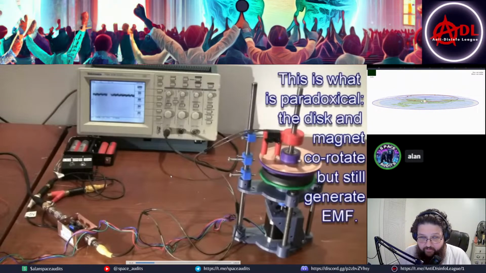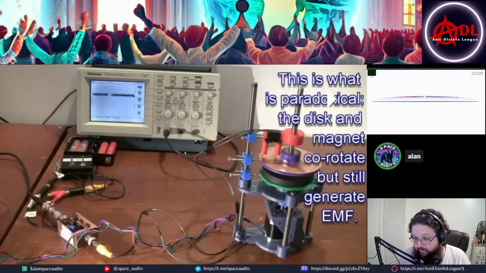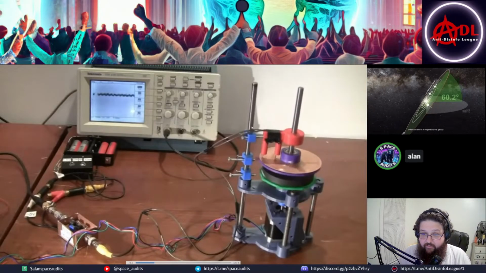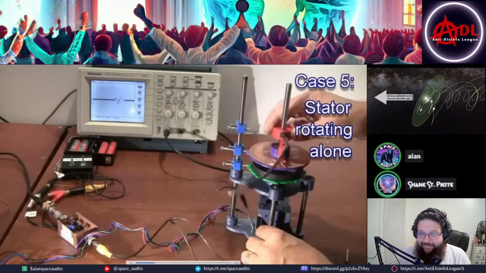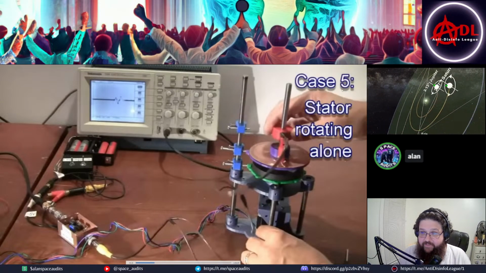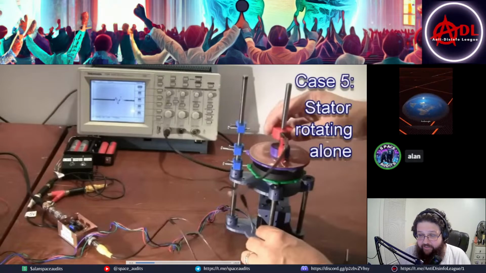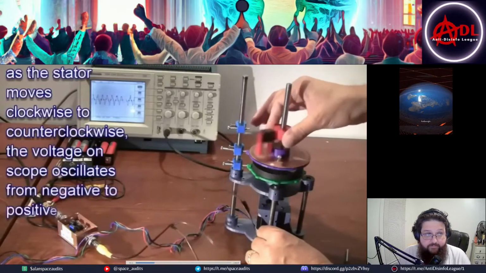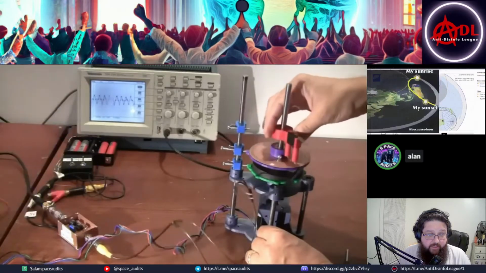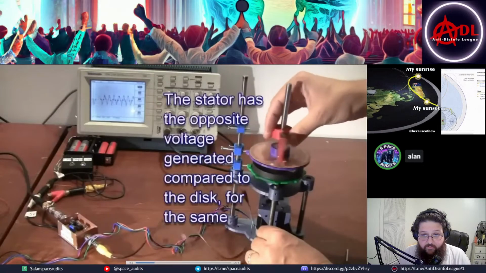How do you even tell if you're rotating and all that, right? Well, turns out this is it. Like in real life, again, turns out. Yep. That's wrong. Everyone else. Case 5, the stator rotating alone generates current. As the stator moves clockwise to counterclockwise, the voltage fluctuates corresponding to the motion.